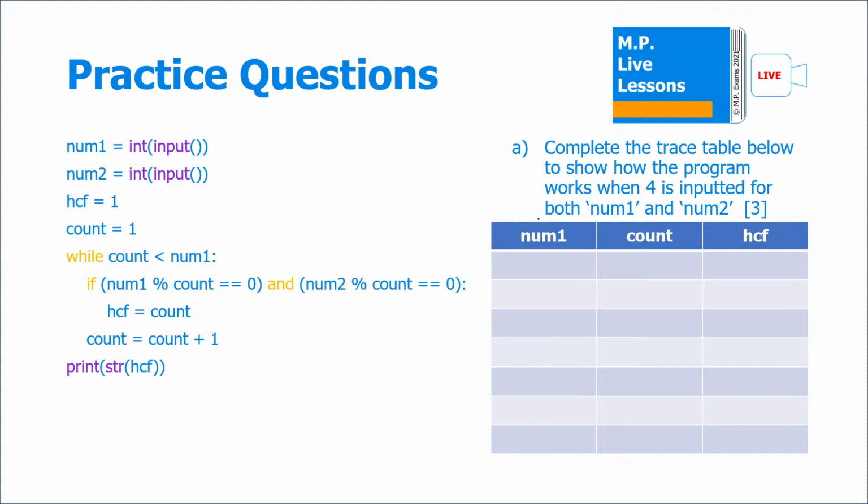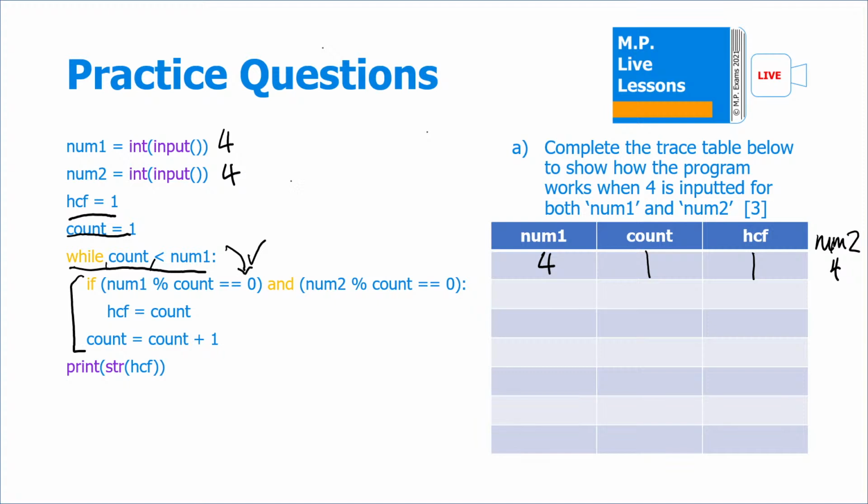So I'll actually add num2 in another column, but we don't really need it. As we know from the question, 4 is inputted into both. Now we get these lines here, so a variable HCF is declared and assigned the value 1. The count is declared and assigned the value 1. Then we enter this while loop, where we check if the variable count is less than the value of num1. That returns true, and it enters this little section of code.